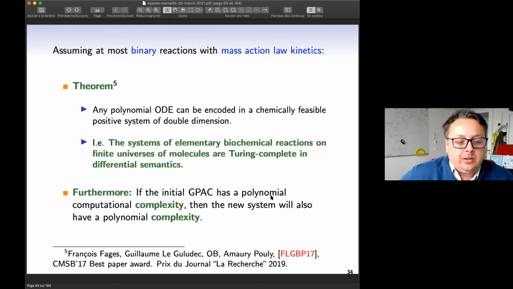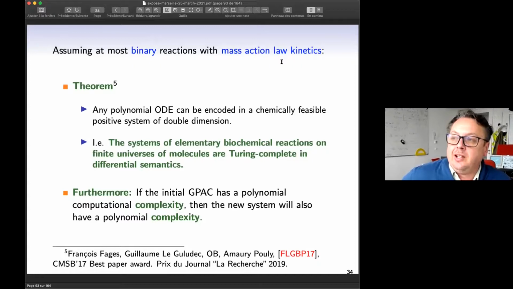So we got the prix du journal La Recherche and the best paper award for this result and solving this problem. So just to mention how we do that, actually, we use the fact that we know how to program using polynomial ordinary differential equation. But then we want to go to chemical kinetic reactions. So what are the problems to be solved? There are two of them.